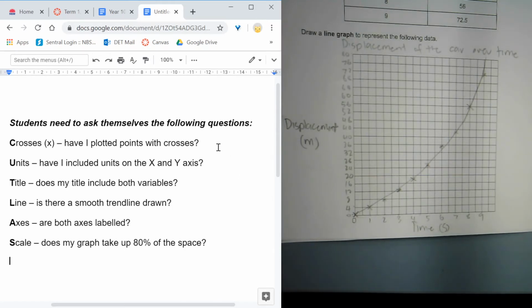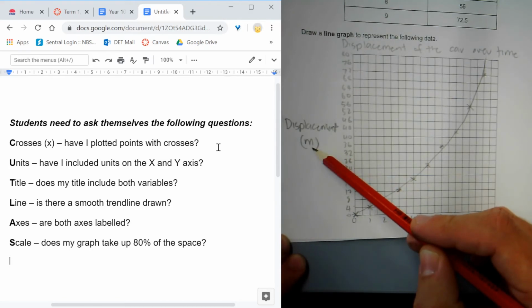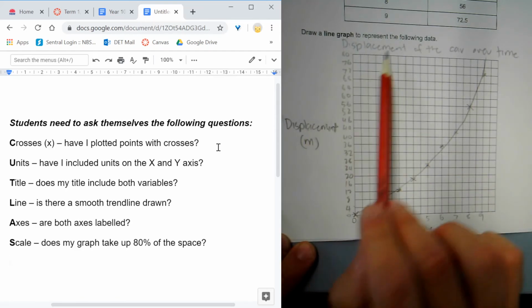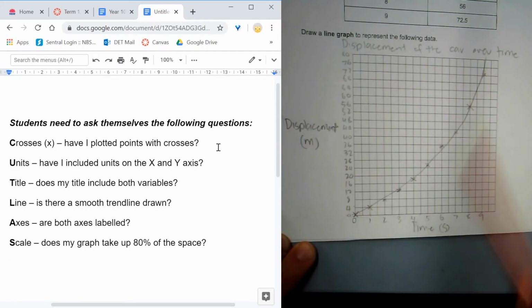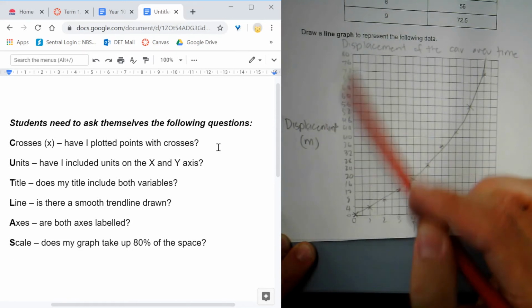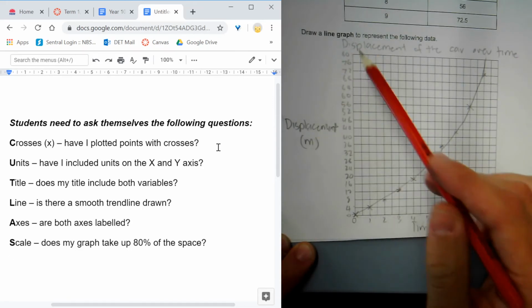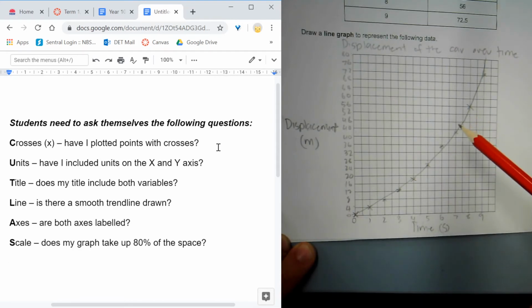So have we used crosses to plot our points? Yes, we have. Don't use dots. Have I included units on the X and Y axis? Time is in seconds, displacement is in meters. Does my title include both variables? Displacement of the car over time. I should be able to see that that is reflected on my axes and this is reflected on my axes. I've used that term displacement and time in both.